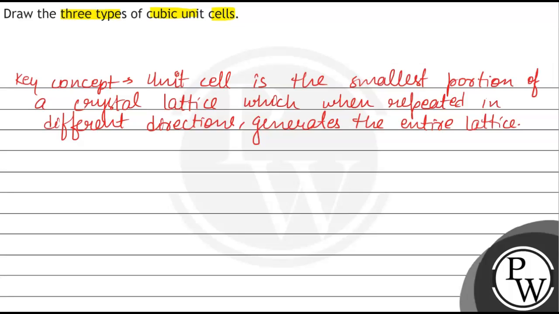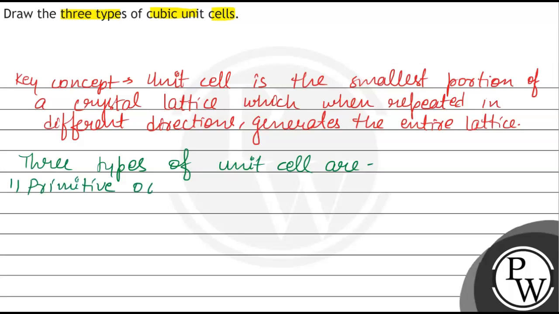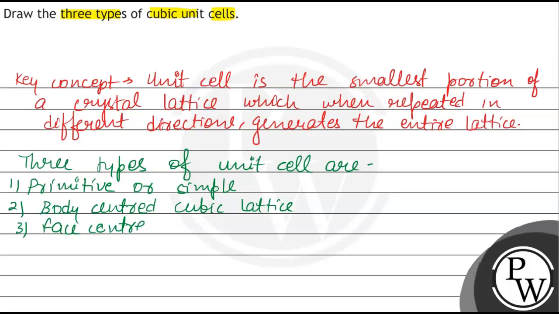So what are the three types of unit cell? Let's write here. Three types of unit cell are: first of all primitive or simple, second one is body centered cubic lattice, and third is face centered unit cell.